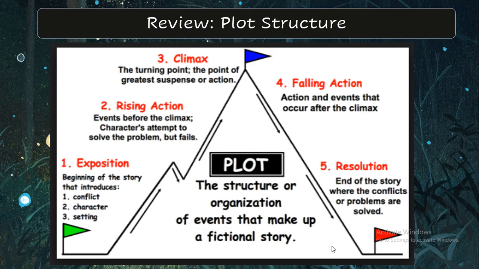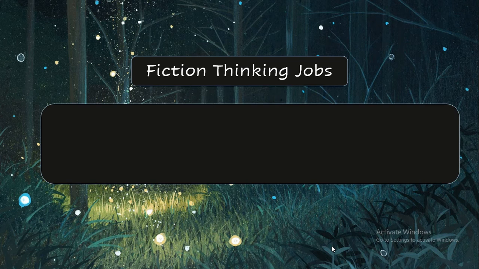Okay, and so plot is, of course, a component of fiction, and then there's another component of fiction that I want you to be familiar with. I have gone over this before, but let's just do this as a refresher because you are going to be working with this today for the lesson. And so you need to know your thinking jobs for fiction.